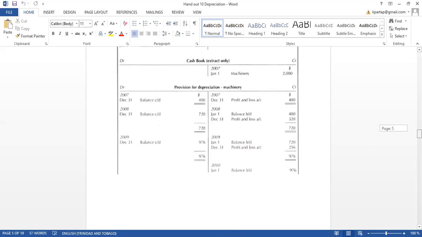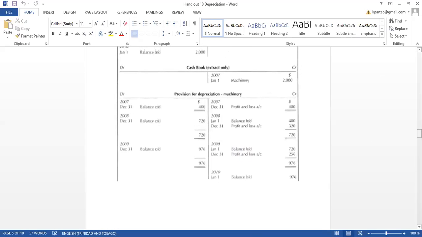Okay, the provision for depreciation account now, this is what we're looking at. Remember, we already calculated the cost for depreciation before, right? Year 1 was 400, year 2 was 320, year 4 I think was 256, right? The thing now though is the actual accounting for it. We have to open a provision for depreciation machinery account. In your provision for depreciation machinery account, we are going to make a credit entry because that 400 that we are going to put in is going to the profit and loss account. So the debit will be in the profit and loss account.